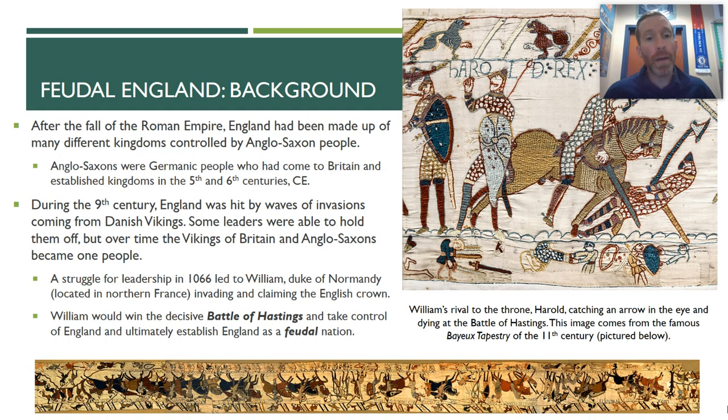And so after the Roman Empire falls, government structure and order and organization is going to break down alongside of it. So after that fall of the Roman Empire, you have all these different kingdoms throughout the land of England that are controlled by people who are known as the Anglo-Saxons. So they are people who come from modern day Germany, but migrated into England in the 5th and 6th centuries. So basically after the fall of the Roman Empire.